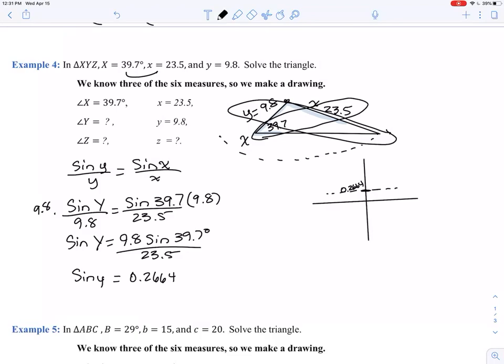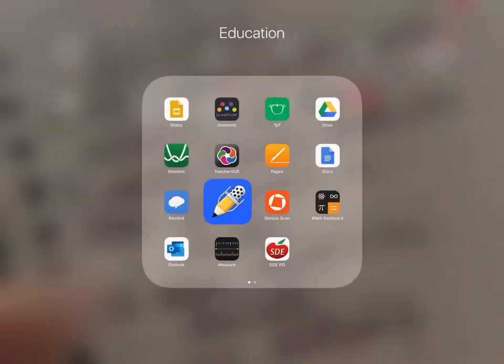So on my unit circle, I'd be talking about this angle here and over here as well, because remember, sine is positive in quadrant 1 and 2. So I'd have to go into my calculator now and find the sine inverse. So Y is equal to the sine inverse of 0.2664. I'll just go ahead and go into Desmos and do that.